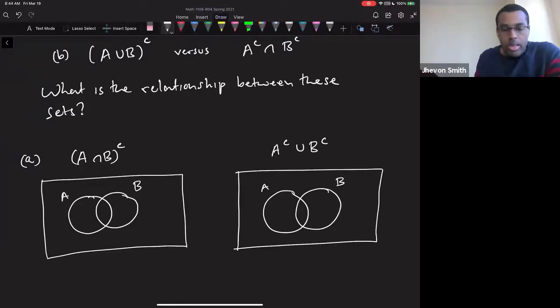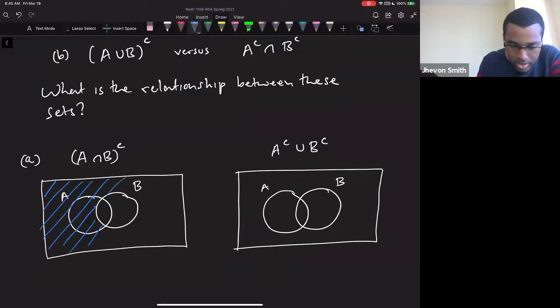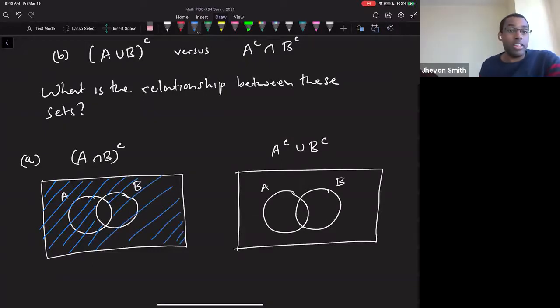Okay. What would the complement of A intersect B look like? You shade everything in but the intersection? Everything but the intersection. So the intersection is here, but we don't want that. We want literally everything else, right? So that would mean that we're shading everything here. Literally everything but the intersection.